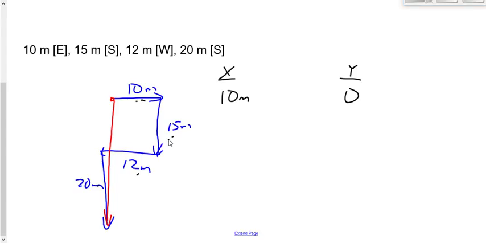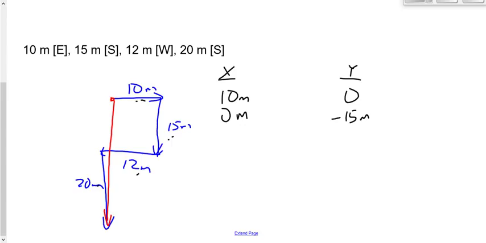How much of that 15 meters is x? Take a look over here. You see what's x here, right? How much of that 15 meters is on the x-axis? None. None of it. How much of it's on the y-axis? 15 meters? Negative 15 meters. Why negative, Jacob? Because it's going south. It's going downwards, yeah.